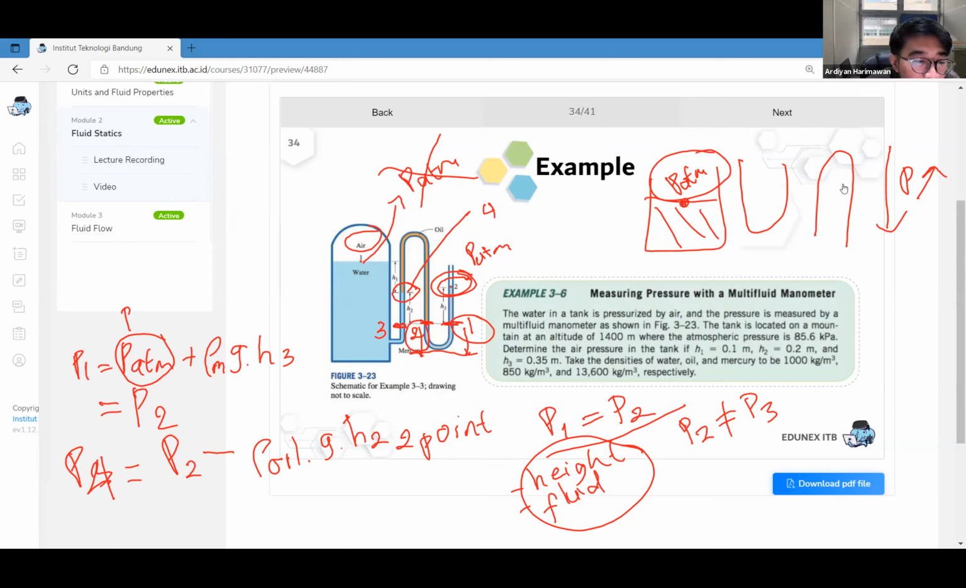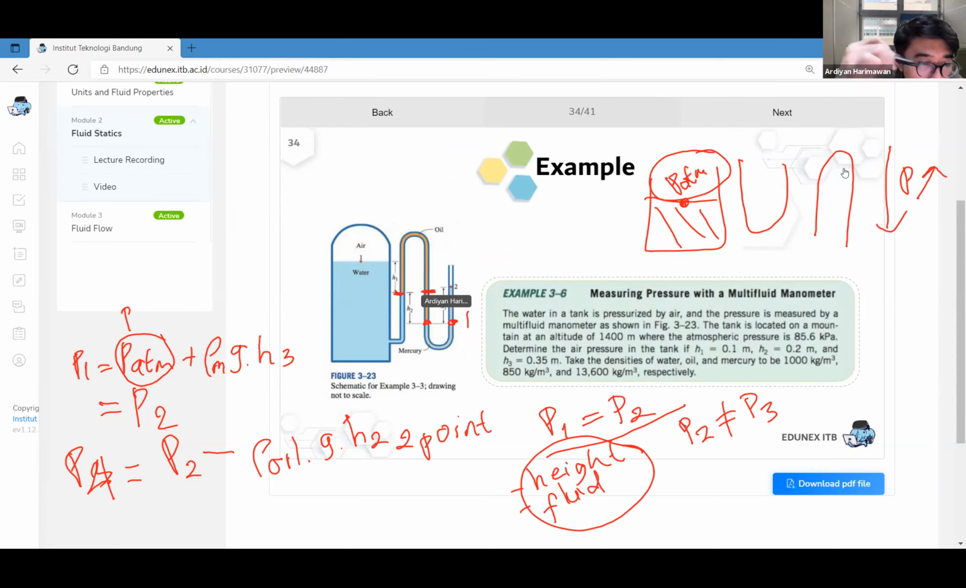Yeah, you just go through one by one from point 1 to point 2, right? Let me erase. Yeah. So you just go from this point to this point. The pressure is the same. And then you go to this point. The pressure at this point will be the same as the pressure of this point, right? Because the height is the same and the fluid is the same because it's all oil.